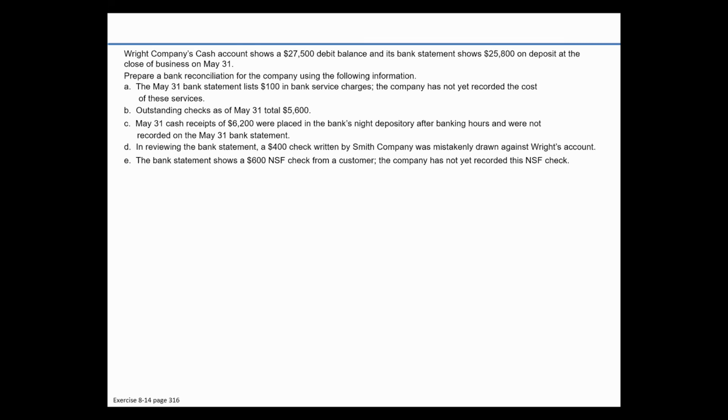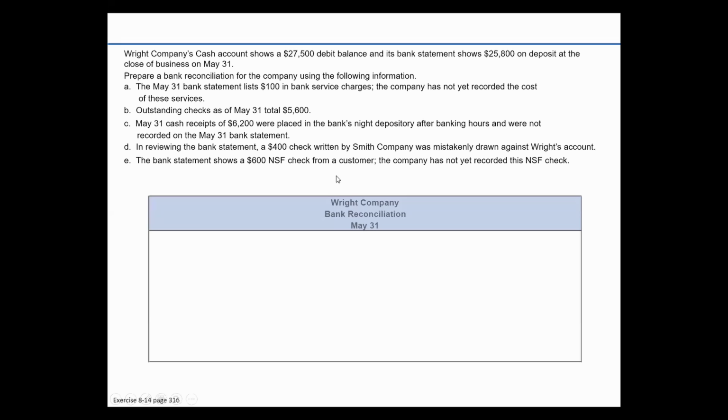And then the bank statement shows a $600 NSF check from a customer, and the company has not yet recorded this NSF check. So the company had deposited a check and thought that the money was there for that check, but it came back dishonored. Okay, so we have to reduce that.